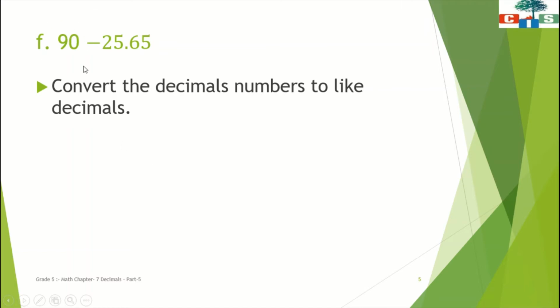So here what we will do, we will convert this 90 to a like decimal with two decimal places. So what I need to do, I need to put two zeros. Okay, first of all I will put a decimal point and then I will put two zeros. See, here also we now have two decimal places and here we also have two decimal places. It means now we have converted the decimal numbers to like decimals. Okay, so see, now we have to subtract 90.00 minus 25.65. Okay, now we'll start subtraction.